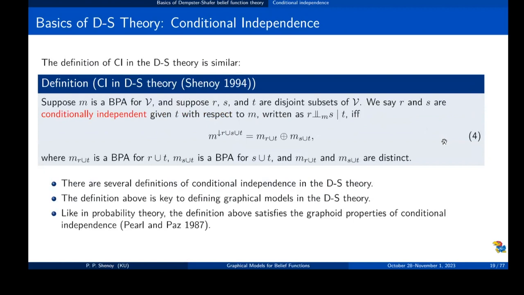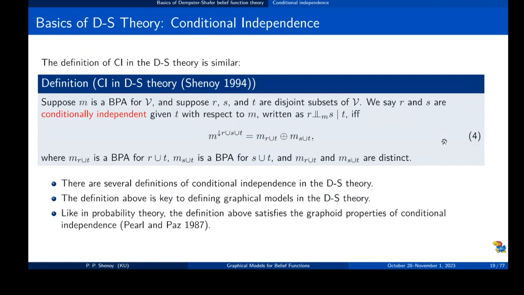This is the definition that I provided in my 94 paper in EJAR. The title is Conditional Independence for Valuation-Based Systems. If M is a BPA for V, think of M as a joint, and R, S, T are disjoint subsets of V, we say R and S are conditionally independent given T with respect to M, and I write it the same way: R is independent of S given T with respect to M, if the marginal of the joint for R, S, T is equal to some belief function for R union T and some belief function for S union T, where M R union T is the BPA for R union T, M S union T is the BPA for S union T, and these are distinct.